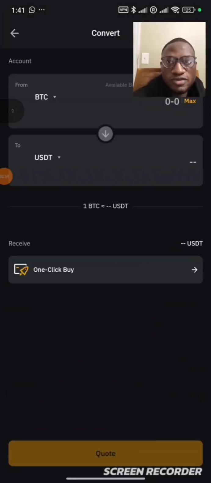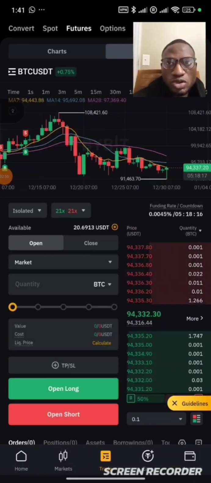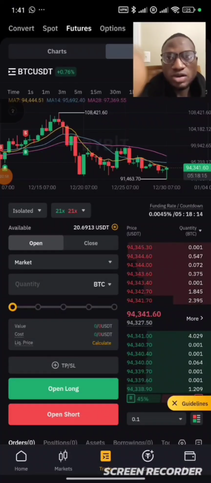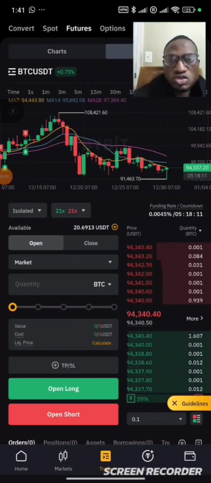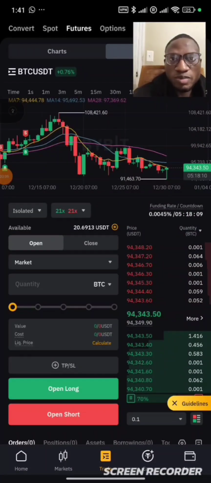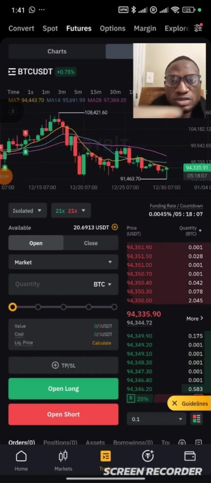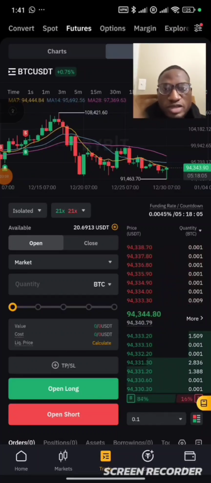You can see convert, you can see spot. In case you are not on futures, just go to futures. You can see futures on the upper part. So just click on futures. Once you click on futures, you're going to have this page.